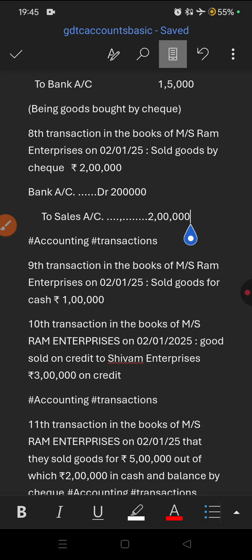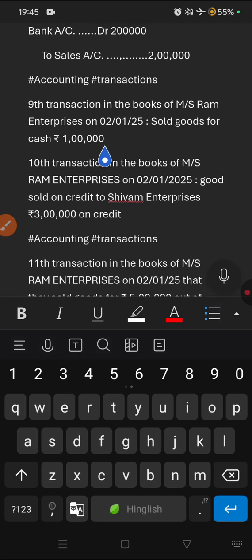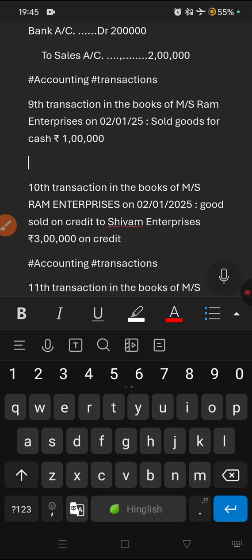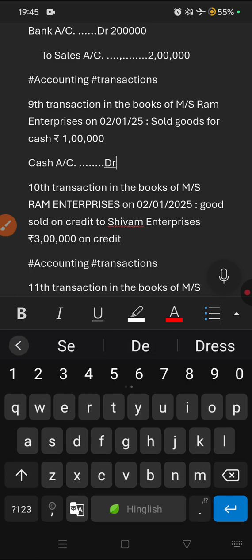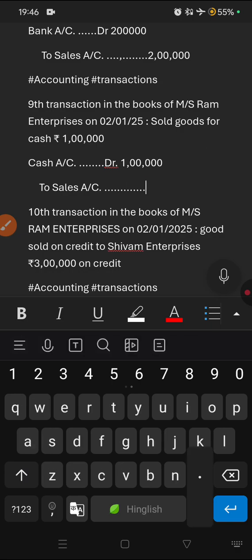Now the ninth transaction in the books of Mrs. Ram Enterprises on 2nd Jan 2025: they sold goods for cash. So again, cash is coming into the business. Cash account shall be debited, and sales account is an income. It is increasing, so it shall be credited. Hence, journal entry shall be cash account debit 1 lakh, to sales account credit 1 lakh.